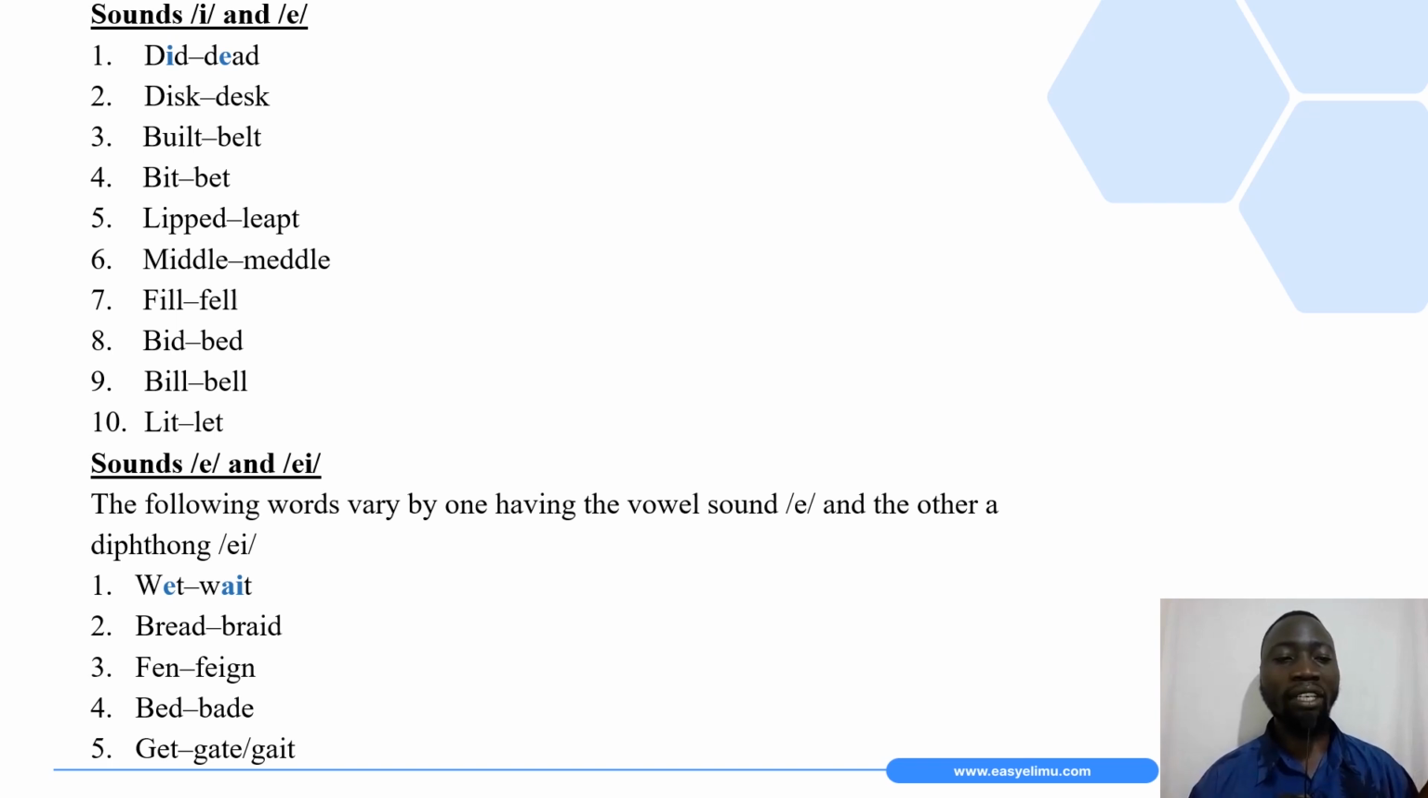So we also have vowel sounds e and ay. In this case, the vowel sound ay is a diphthong. A diphthong is a sound combination of two vowels. So it is a sound made by two vowels. We normally have diphthongs and triphthongs. The difference between the two is that a triphthong is a union of three vowel letters or sounds.